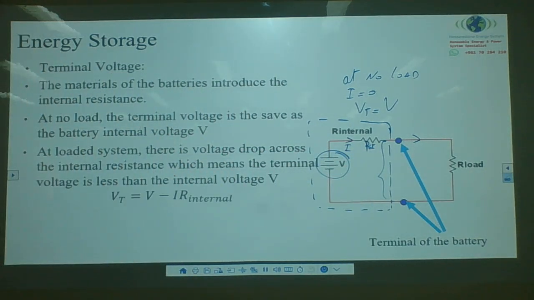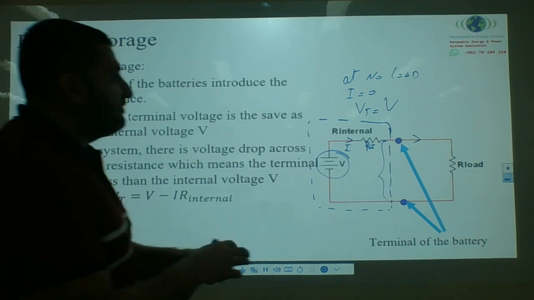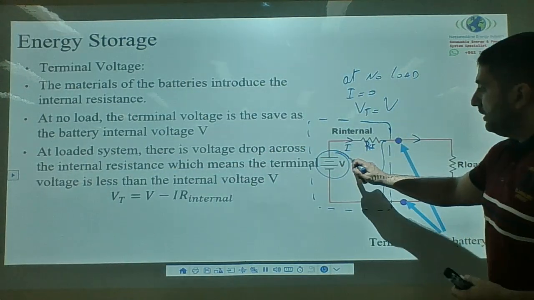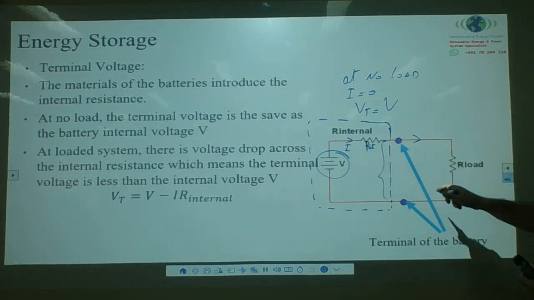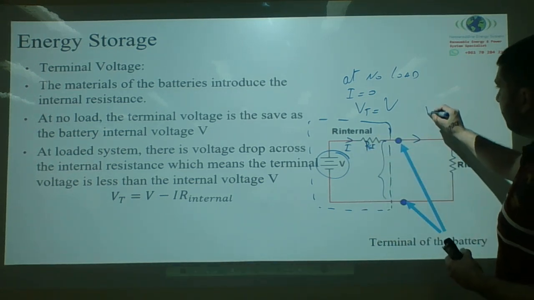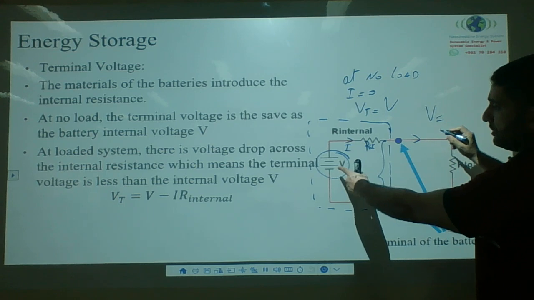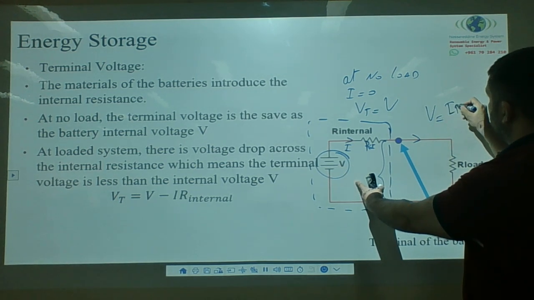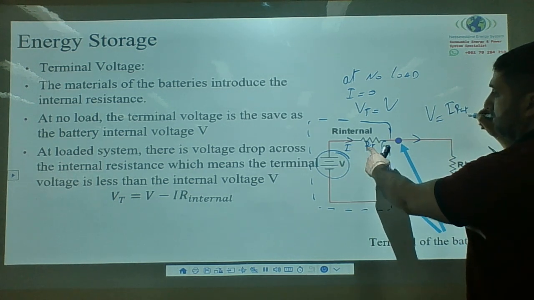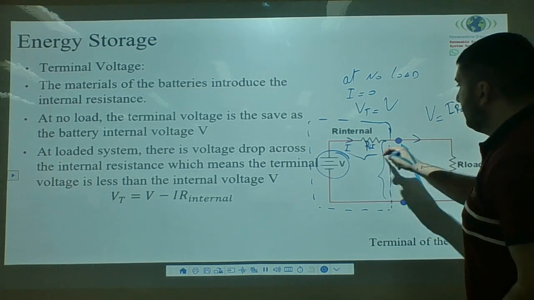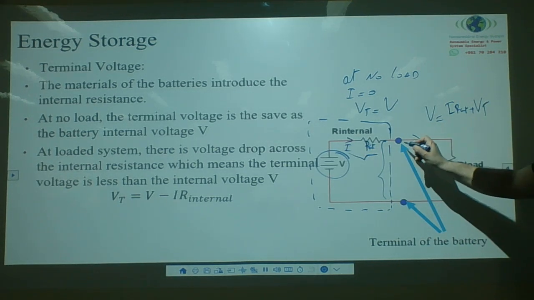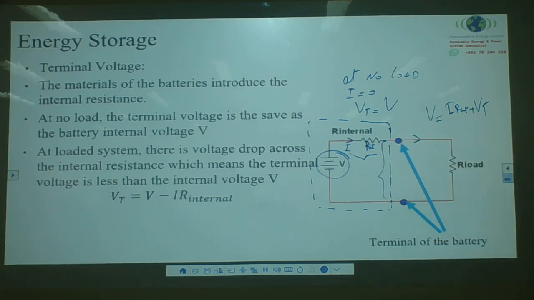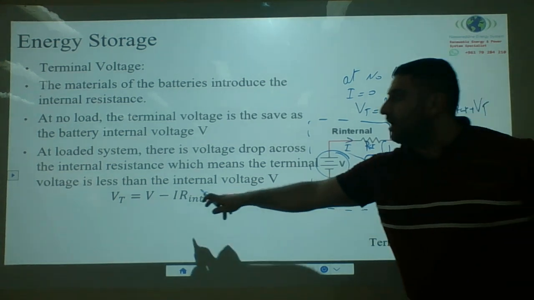When I have this load, if I apply KVL or mesh analysis, I have the terminal voltage in here. V will be equal to I times R internal, this voltage in here, plus V terminal, which is the voltage across the terminal. So therefore, V terminal is equal to V minus I R internal.